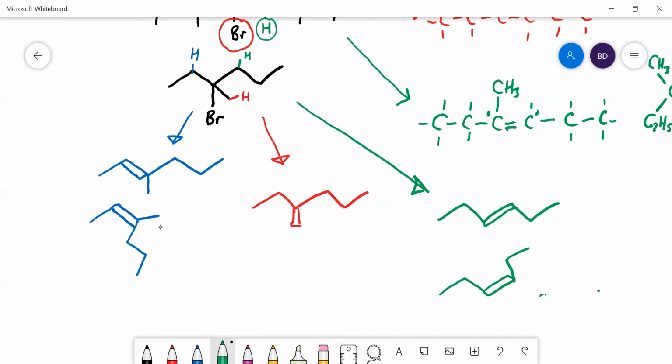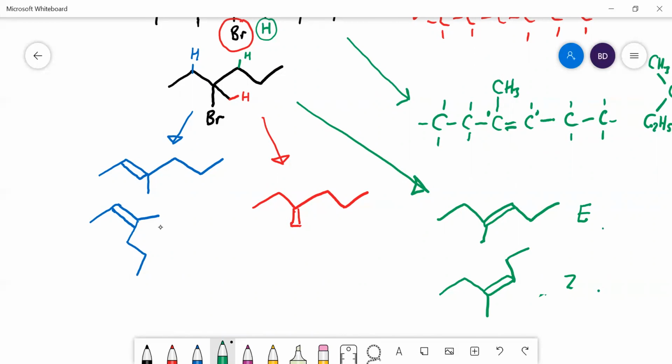Okay, and then I need to put the methyl group, which I've forgotten about. So that goes on. My phone's going at the wrong time here. The methyl group is going to go on number 3. 1, 2, 3. There. And it's going to go on there. Okay, so that one there is the Z form, and that one is the E form.